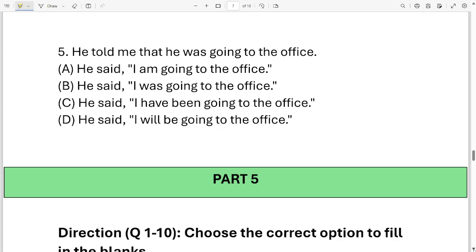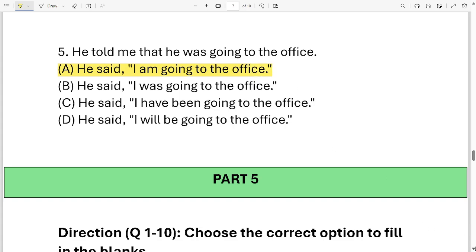Next sentence. He told me that he was going to the office. Options are, he said, I'm going to the office. Next, he said, I'm going to the office. Next, he said, I have been going to the office. Next, he said, I will be going to the office. Now, these are the four options. Which one of them is correct? It is option A. He said that I'm going to the office.